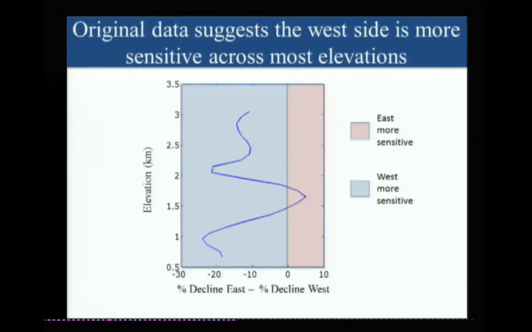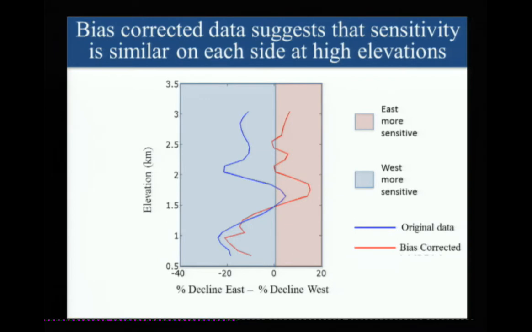So then we go back and we rerun the model with both data sets. So we recalibrate the model with the bias-corrected data, and we already have calibrated the model with the original data set. So this is the figure I showed before with the original data, indicating the west side more sensitive than the east. If we then add in the results with the bias-corrected data, we find a different answer to the question.